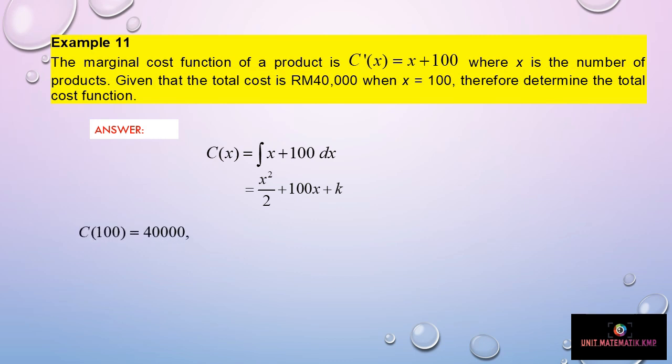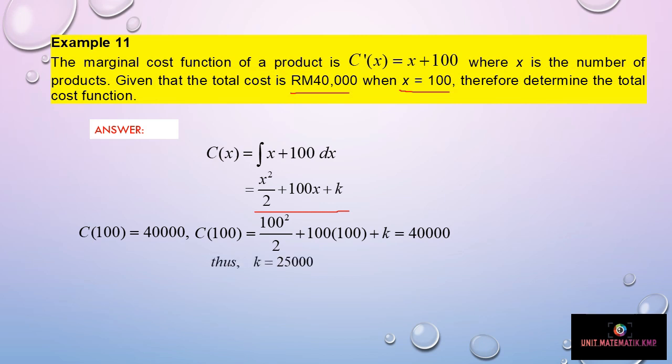Then because of the given information here, when x equals 100, the cost function is 40,000. This means that if we substitute 100 into the cost function above, we will get the value of k equals 25,000. So the cost function is x squared over 2 plus 100x plus 25,000.